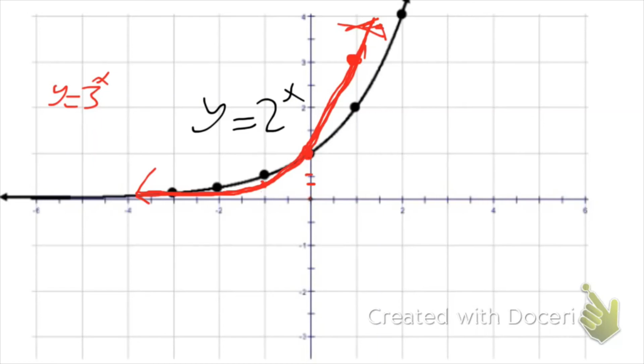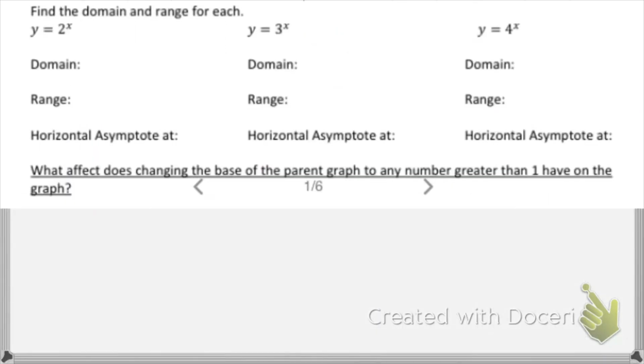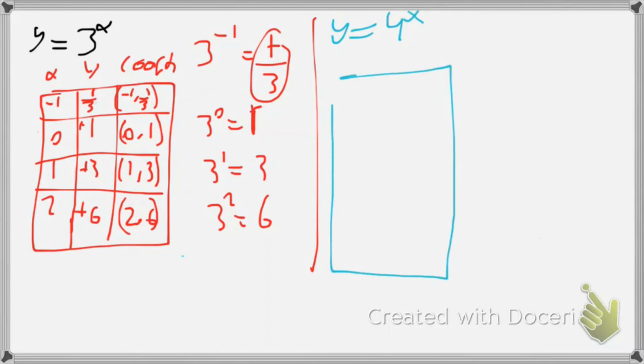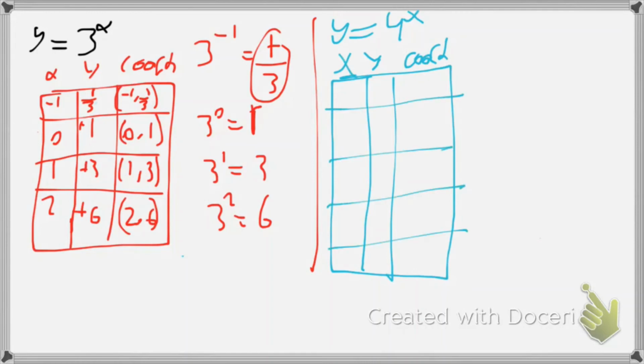And now the next question is to graph y is equal to 4 to the power of x. I'm going to do this in blue. So I'm looking at the table again: x, y column, coordinate. So I'm going to do -1, 0, 1, 2, 3.